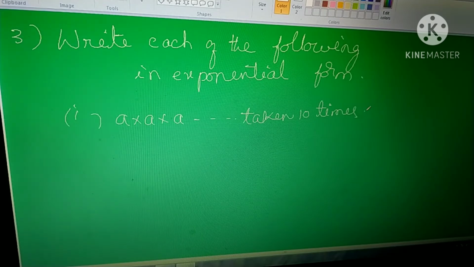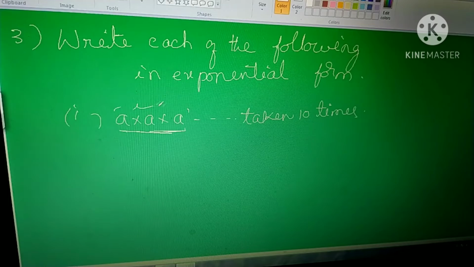Write each of the following in exponential form. Exponential form means what we have learned, nothing but we have to write in powers. How many times the particular variable or constant is repeated, that number we have to write in the power. Understood? So we have to take this particular variable or constant, whatever they have given here.